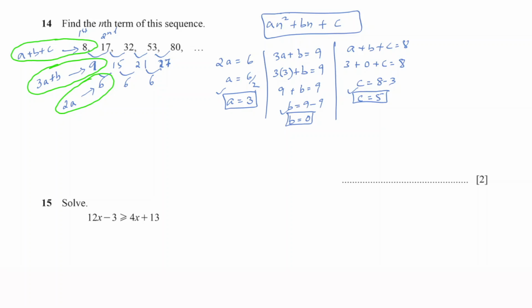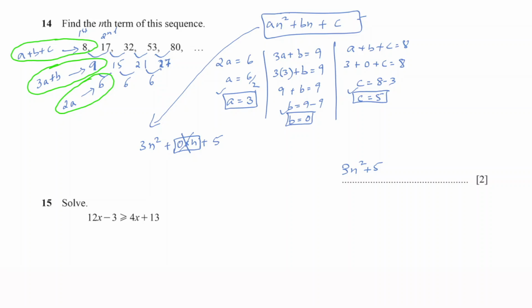Using these three values, we will put it in this quadratic equation, that is an squared plus bn plus c. So the value of a is 3, so 3n squared, plus value of b is 0, and 0 into n, plus value of c is 5. Because 0 into any number will be 0, we will not calculate this one. So we are just left with 3n squared plus 5. And this is how we will be finding the nth term of this quadratic sequence. So let's move on.